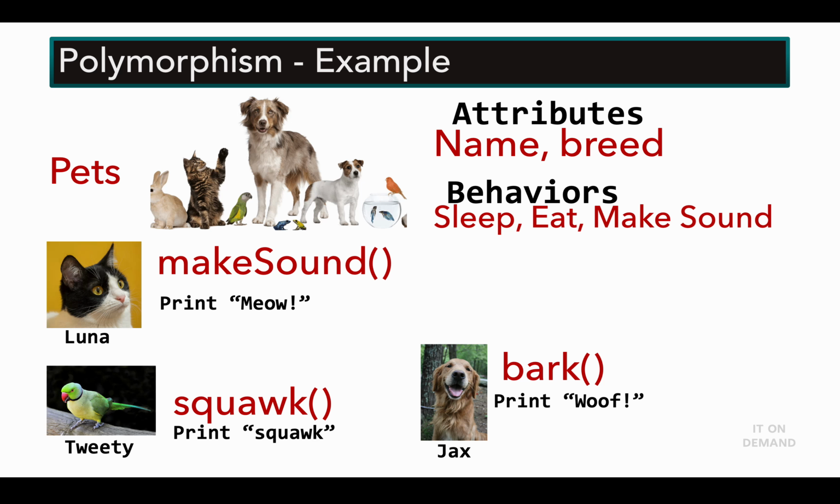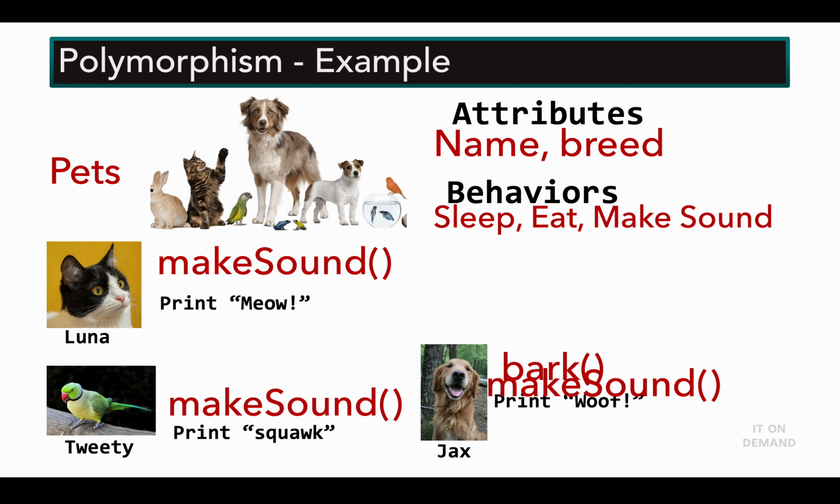And equally, we can call make sound on Tweety. And we can also ask Jax to bark. Well, if you're going to bark anyways, why not just, let's say, make sound? Now, what do we notice? We see make sound for Luna, we see Tweety making sound. We see Jax making sound as well.